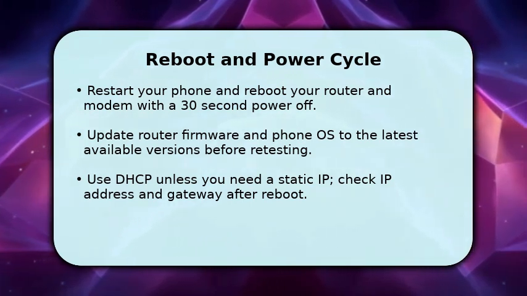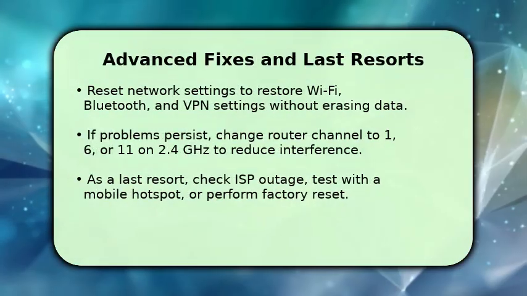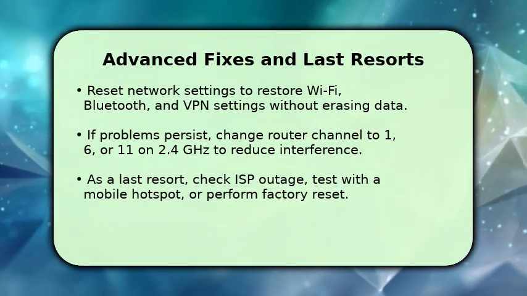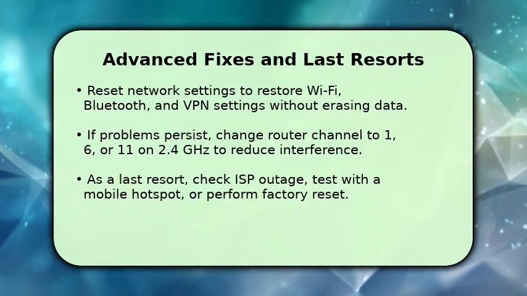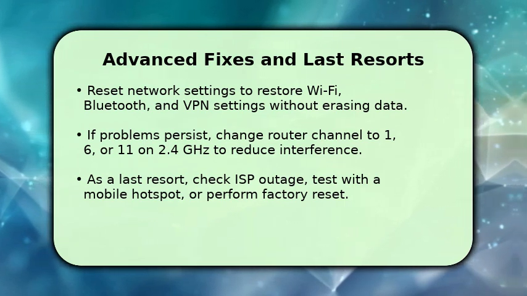When simple steps fail, try advanced fixes starting with a network settings reset on your phone. This action restores Wi-Fi, Bluetooth, and VPN settings but preserves your personal data.